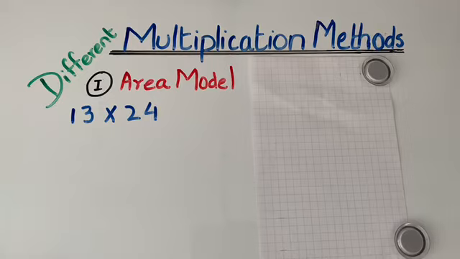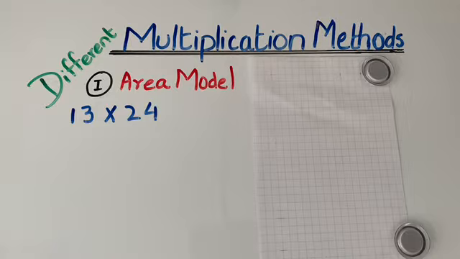In this video, I'm going to discuss different multiplication methods so you can compare each of them and select which is suitable and easy for you. So let's start. First, I'm going to multiply 13 times 24. I'm going to do it using an area model. Our purpose is to understand what's going on in the multiplication process.